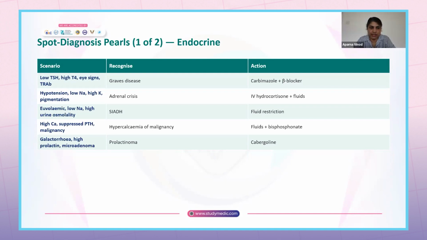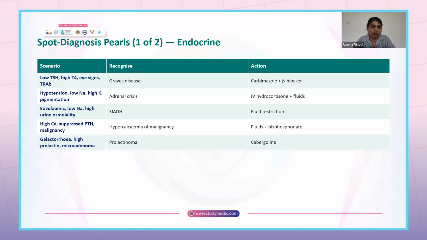In adrenal crisis, hypotension, hypoglycemia, low sodium, high potassium with pigmentation, give hydrocortisone and fluids. If you're suspecting syndrome of inappropriate secretion of ADH with euvolemia, low sodium, low plasma osmolality, high urine osmolality, then the treatment will be fluid restriction.